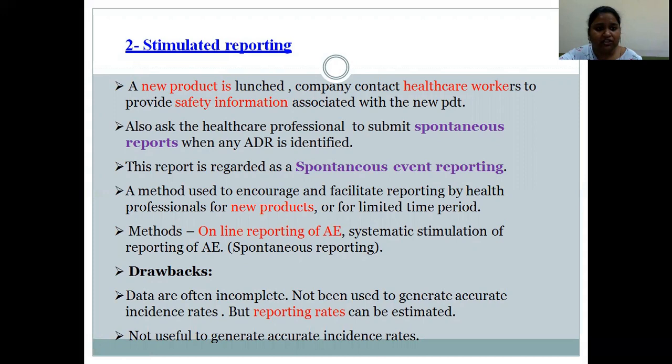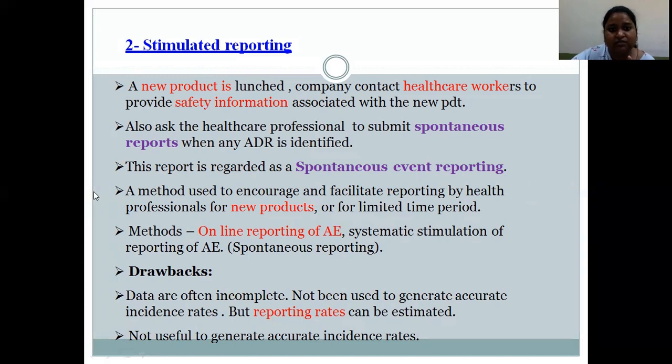Stimulated reporting, in which if any new product is launched by the company, they will contact the healthcare workers and provide safety information about the new product. They will give all the necessary information about the new product, and about any event which was seen during the clinical trials. They also ask the healthcare professional to submit a spontaneous report if, after giving this medicine, the patient experiences any of the events. So this report is regarded as a spontaneous event report.